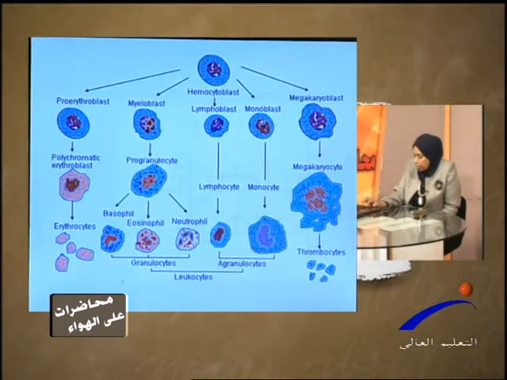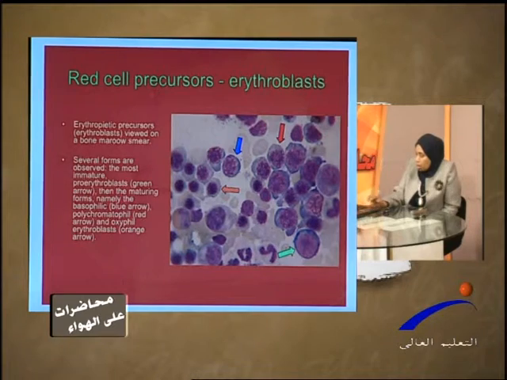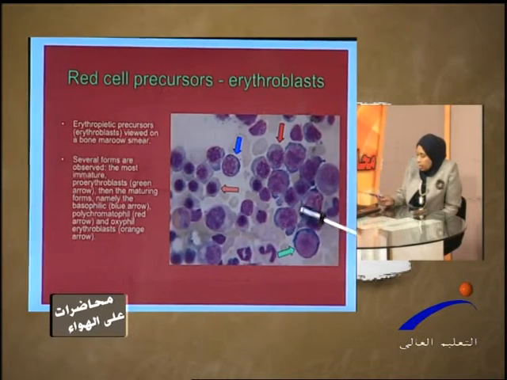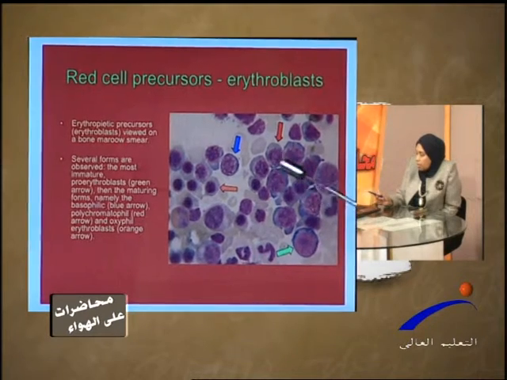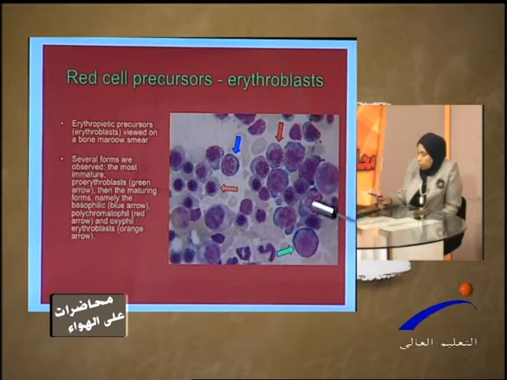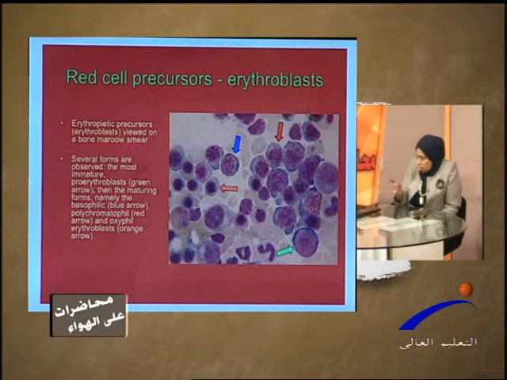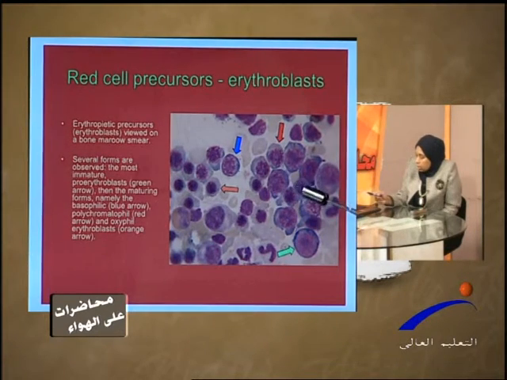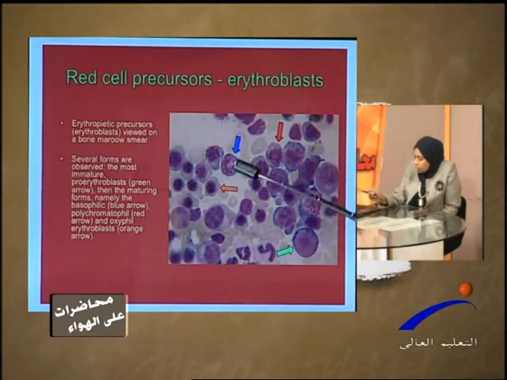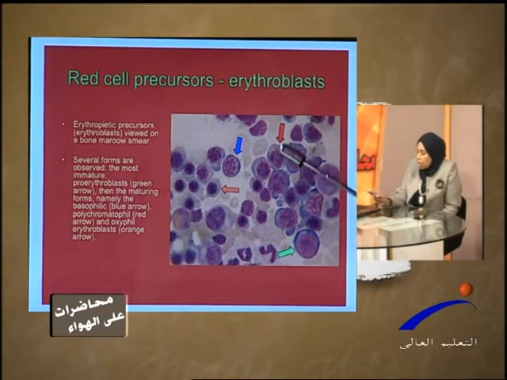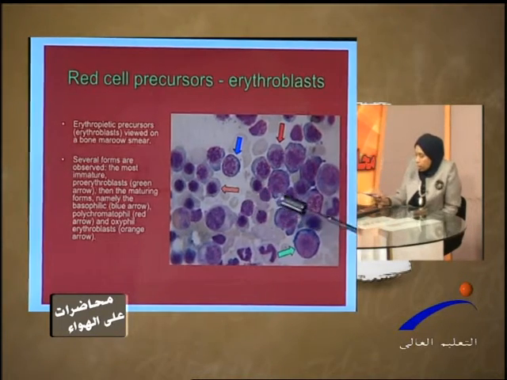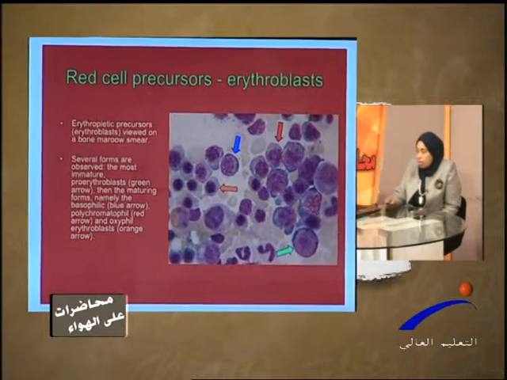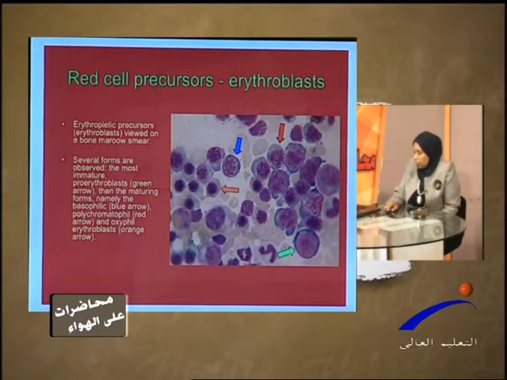How does this happen? We'll see here. Okay, this is the bone marrow. Normally, I can find these red cell precursors in the bone marrow. I will not find any of these cells in the peripheral smear. If I find any of the precursors in the peripheral smear, it means that there is something wrong with the patient.